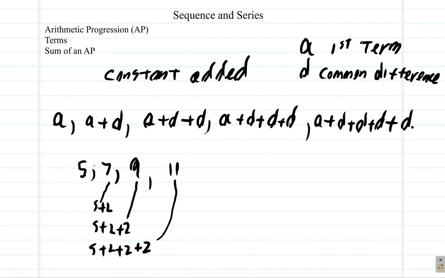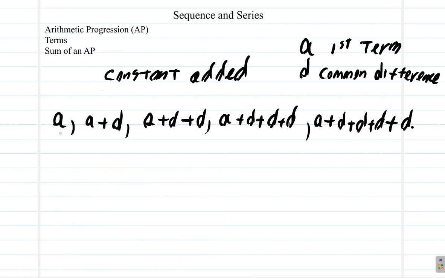So here, this is an arithmetic sequence. Arithmetic means you add a number, you add that common difference, that constant, which we call d, common difference.